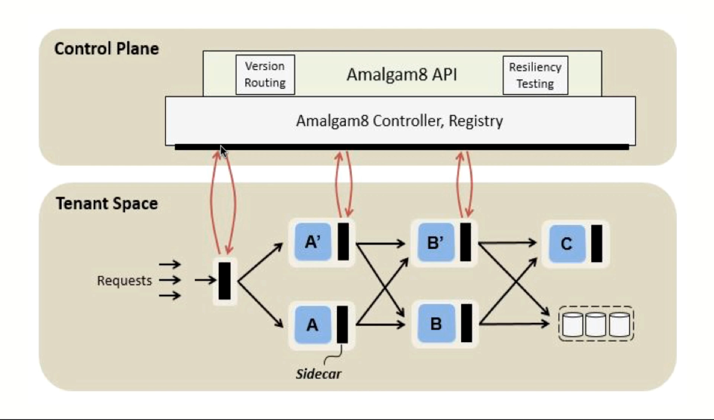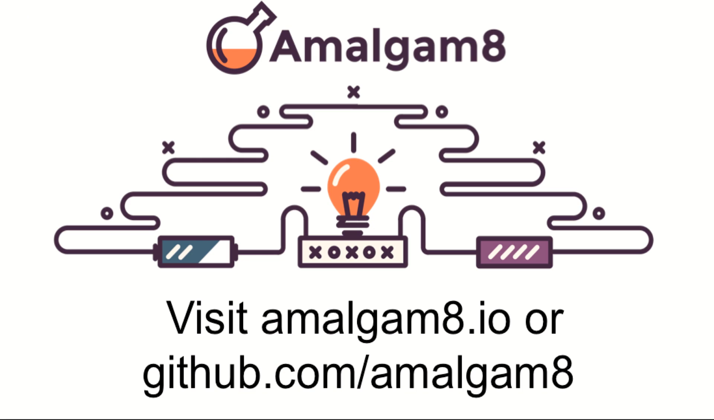The proxies themselves, or the sidecars in this case, get their routing rules programmatically through a messaging system managed by the control plane, as well as the rules and definitions defined within the control plane. So as services come and go, as routes get defined, as definitions get defined, those are defined in the control plane and then propagated down into the tenant space.